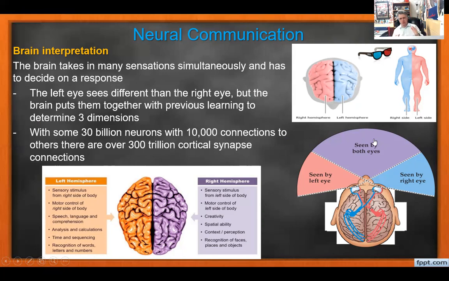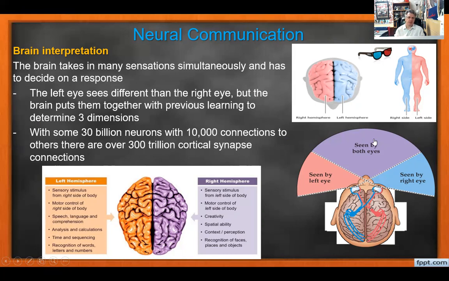You're used to this taking that part of my brain, this with that part of my brain, and then I combine the two and I sort of make things happen. And again, there's 30 billion neurons, 10,000 connections to other neurons, and there's over 300 trillion cortical synapse connections. It's just constantly lit up.